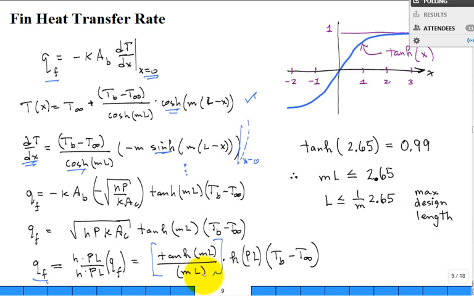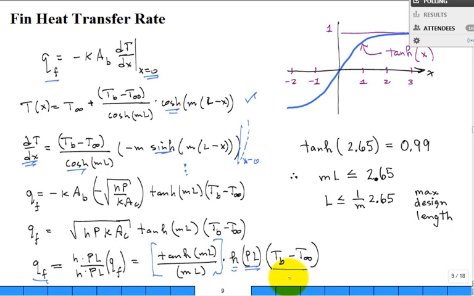Help me a little bit. What was L? The length from the base to the tip. What was M? It's just the fin parameter, the square root of hP divided by kA_c. Just the fin parameter. All right. Then we have h. Then we have this perimeter times length. Hey, that's the surface area of the fin. And then this temperature difference. So it makes it look very similar.